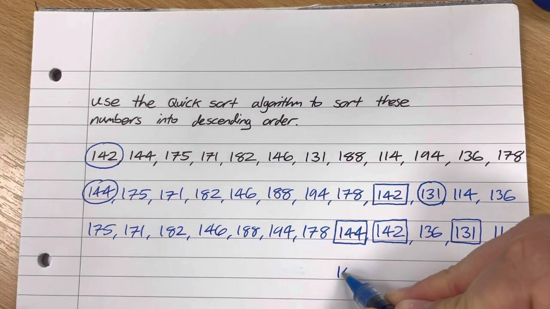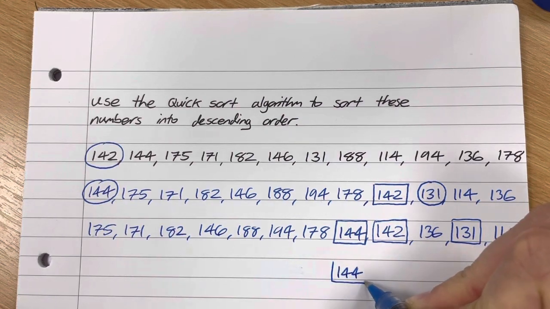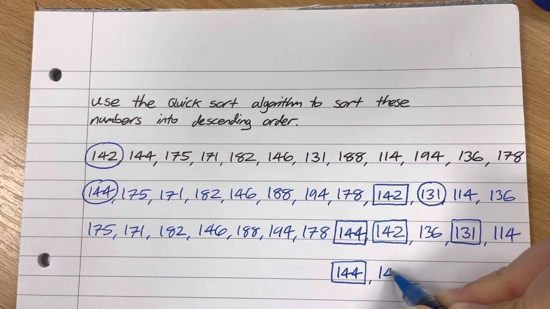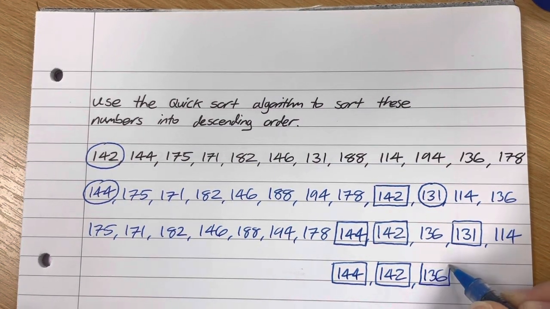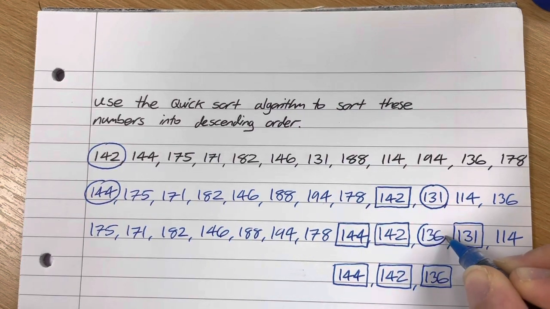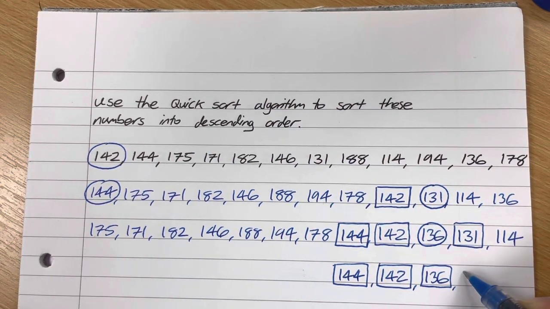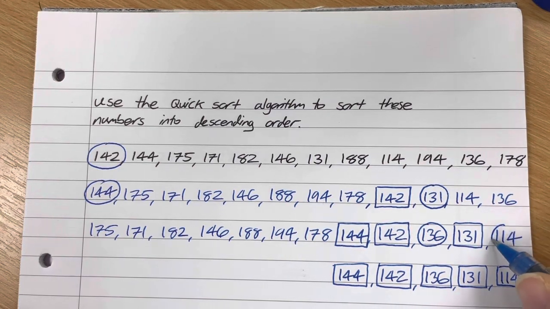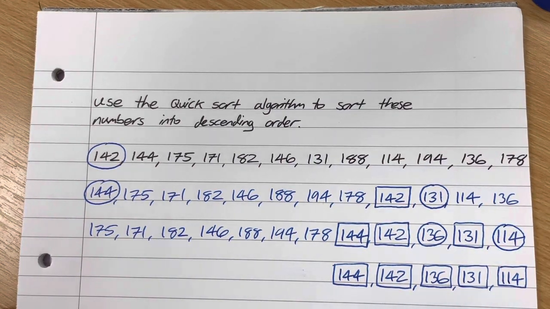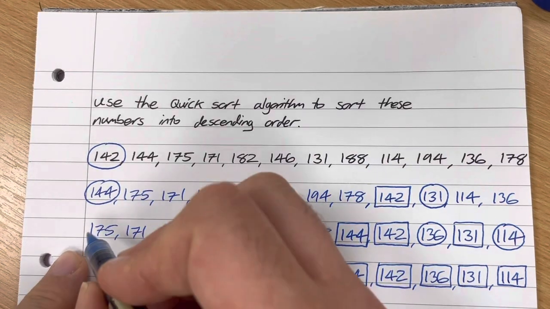So 144 will go here, pop a rectangle around that. 142 is there. 136, that's now locked in place. That technically was a pivot that was chosen. It's just the sublist is length 1. 131 has been locked in place, and similarly the 114 is locked in place. And now it's just this list to deal with.